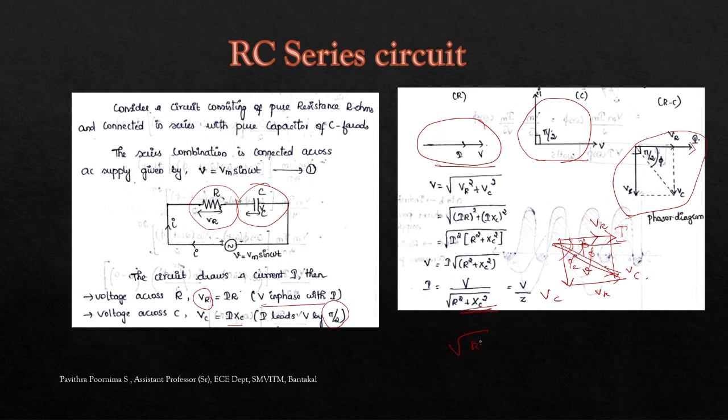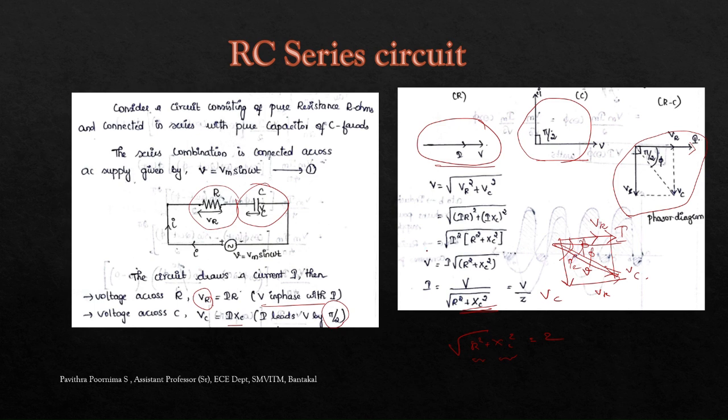This root of R squared plus XC squared is nothing but the impedance of the circuit. So impedance is a combination of resistance and reactance. Z equals root of R squared plus XC squared. We can represent the same by using the impedance triangle too.